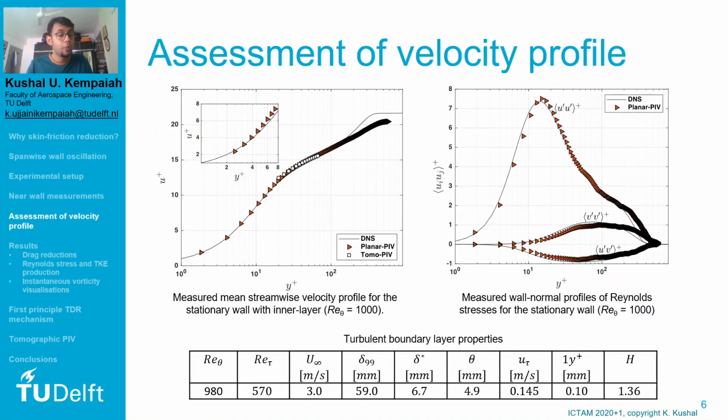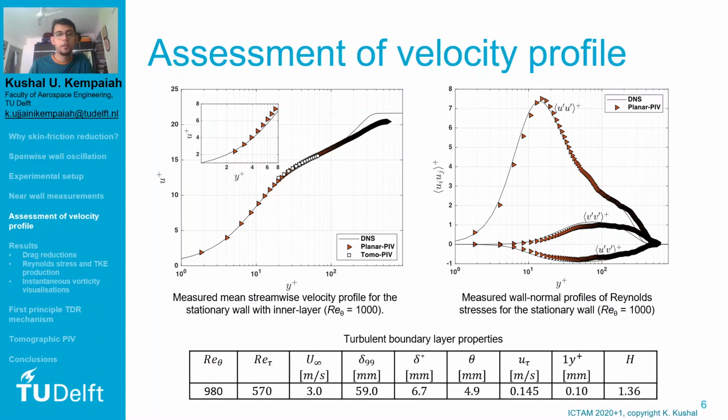After which, the obtained velocity profile had to be compared with the corresponding DNS velocity profiles to assess their agreement. Here on the left, you can see the plot of u plus versus y plus, and a clear agreement in the near wall region and the logarithmic region is seen for the planar PIV and the tomo PIV measurements. Similarly, Reynolds stresses also showed good agreement with the DNS data. The Reynolds number of the turbulent boundary layer was about 980 with a shape factor of about 1.36.